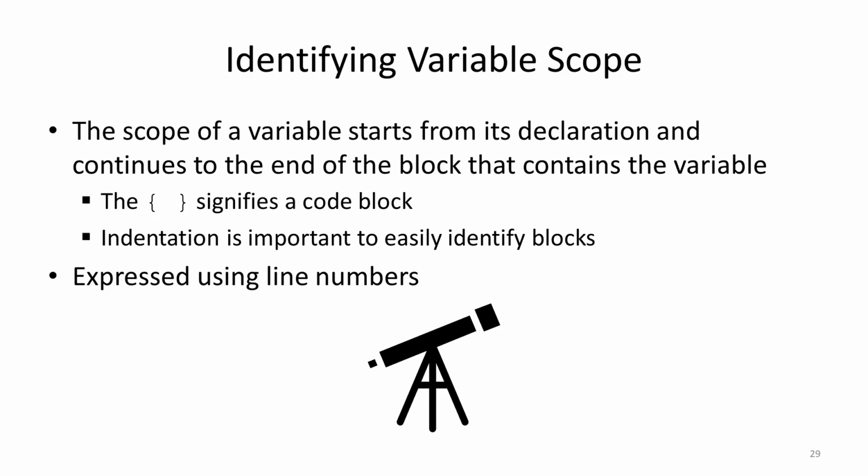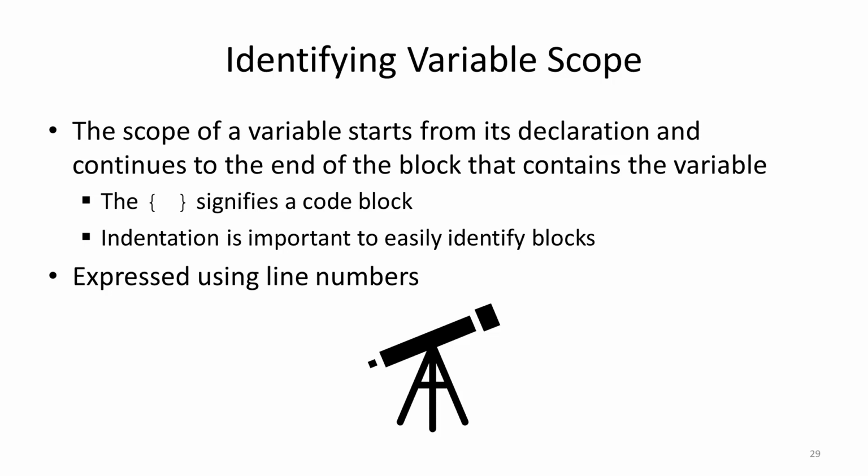The opening and closing curly bracket signifies a code block. So we must identify the corresponding closing curly bracket for the block that the variable is declared in. Indentation is important to easily identify those blocks, and variable scope is expressed using line numbers.